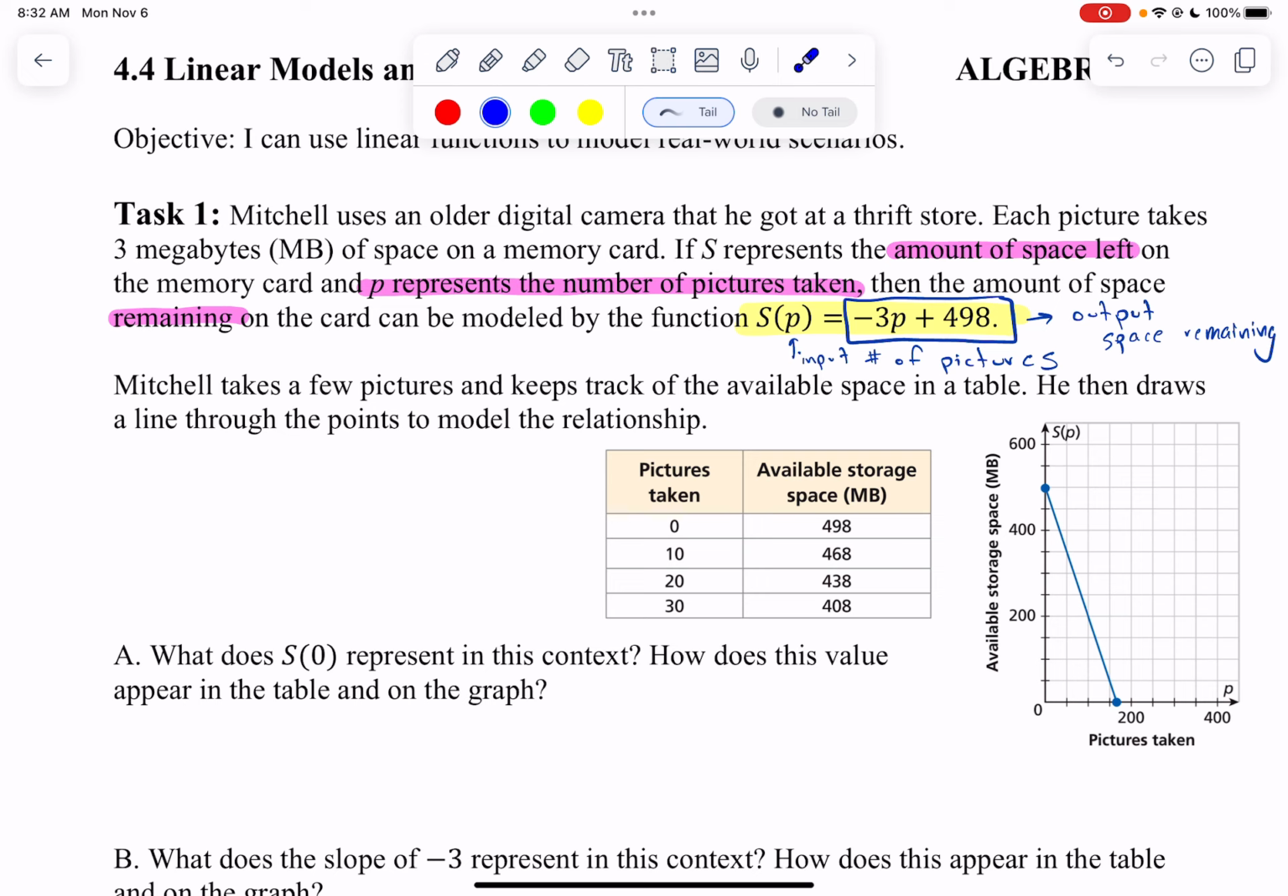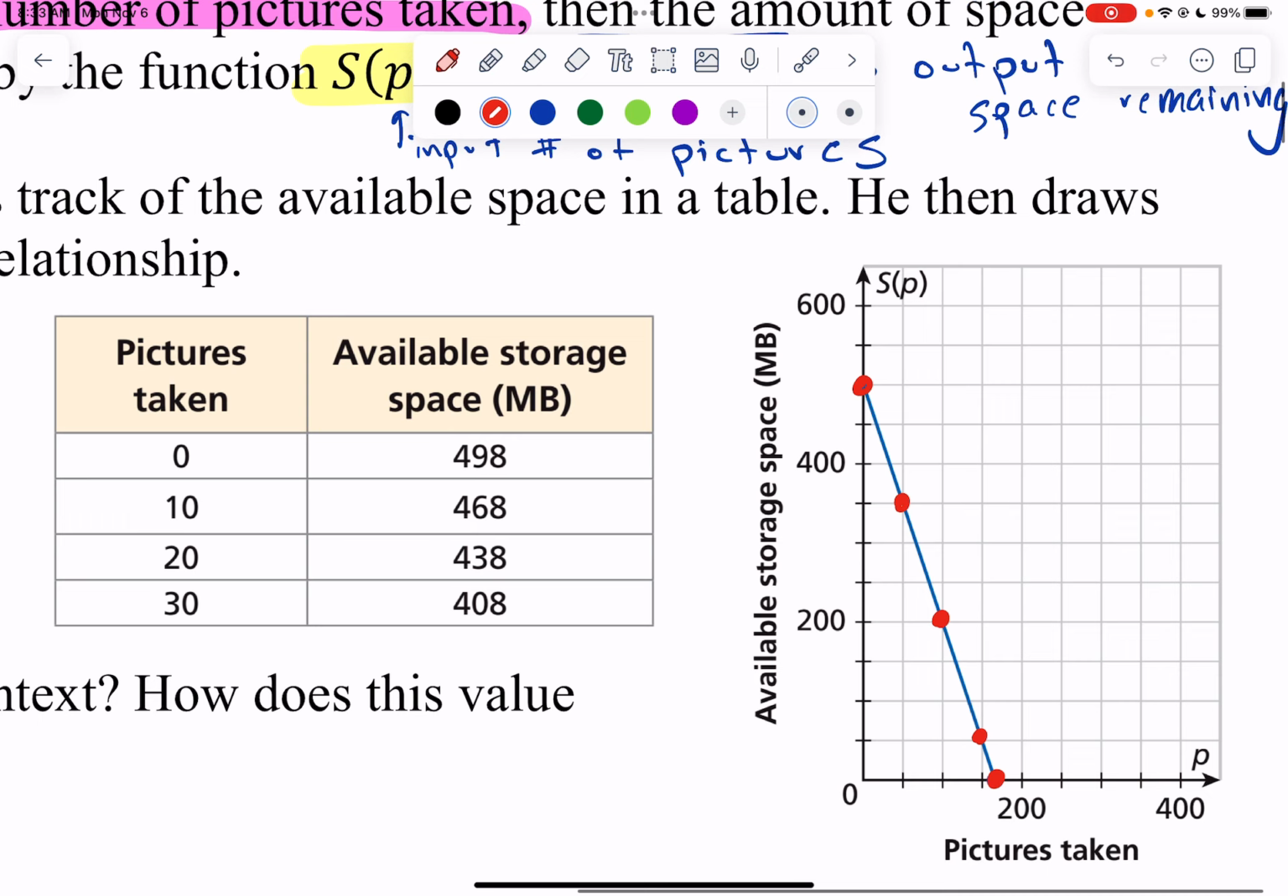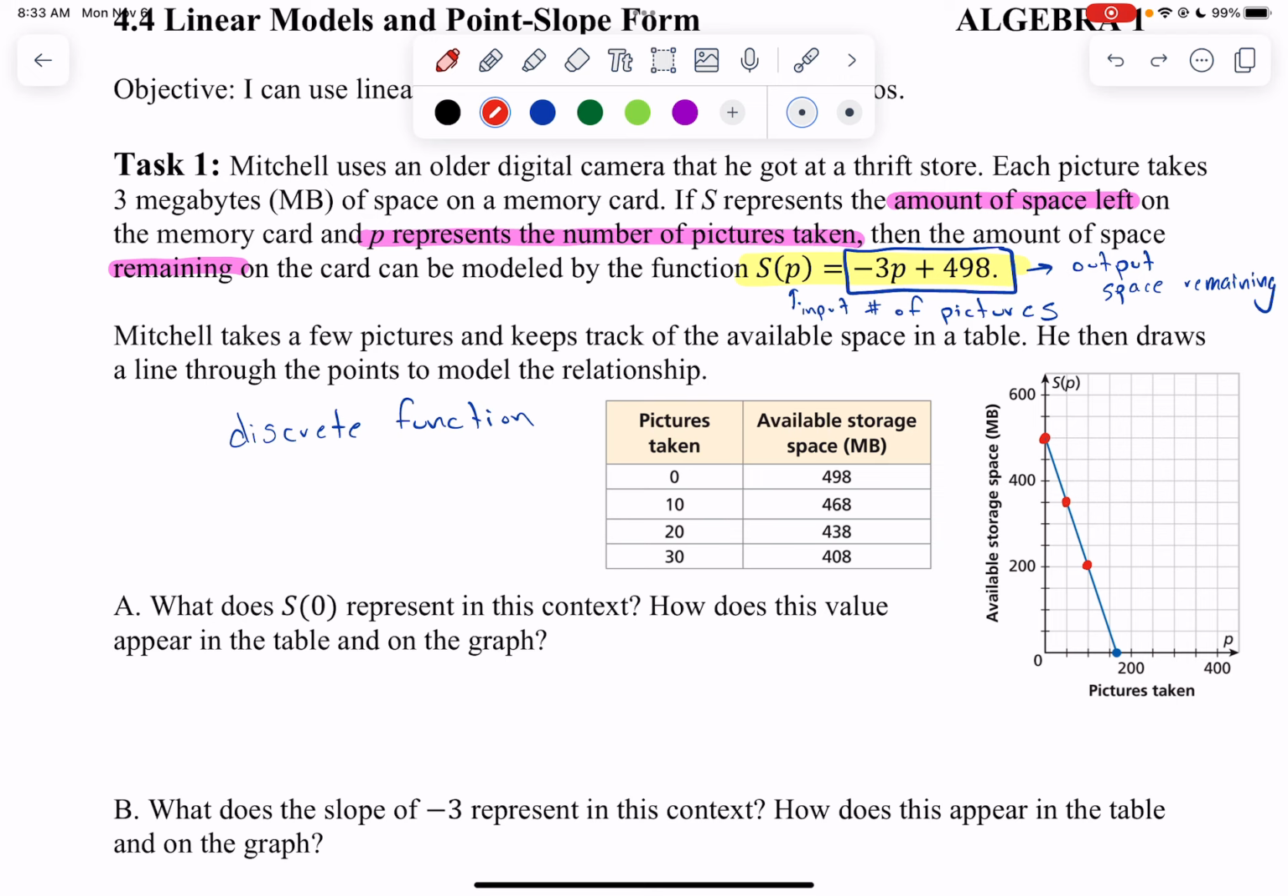One thing to note is this is technically a discrete function. So technically we should just have dots at each of these, and so forth and so on. But to help us model the data and to draw conclusions from the data, we connect the dots to be able to see what's going to happen.